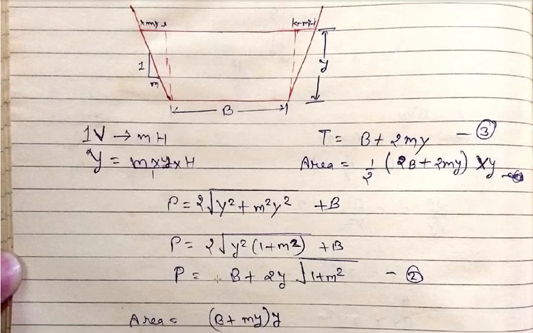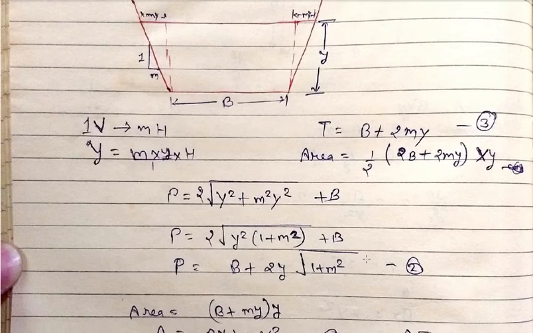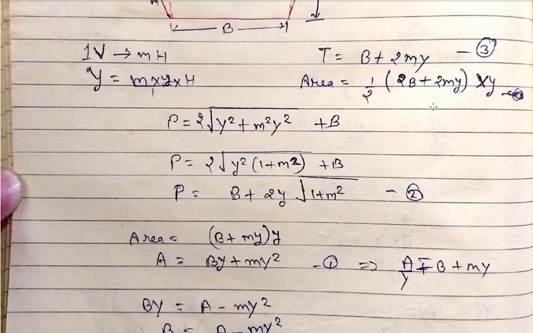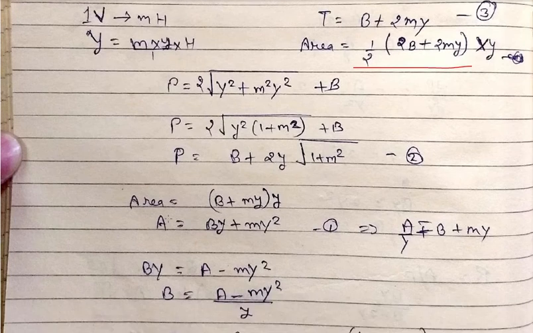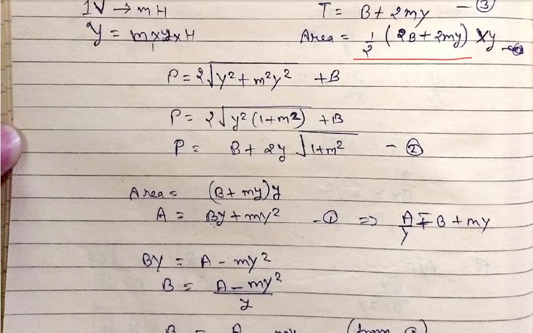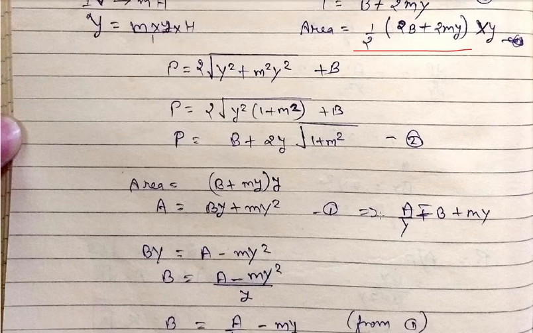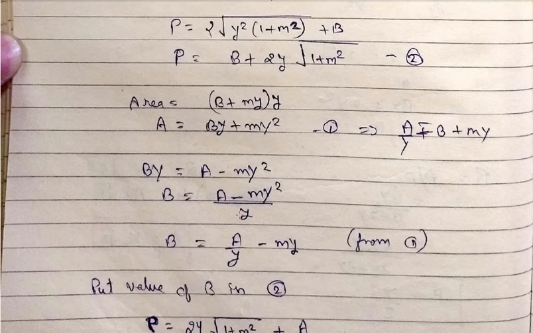So there is m square y square, so इसको रूट से बाहर निकालेंगे तो क्या हो जाएगा 2y root of 1 plus m square plus b. Area is b plus m y into y from here. Area A equals to b y plus m y square. So A by y equals to b plus m y. So here we put b equals to A by y minus m y.